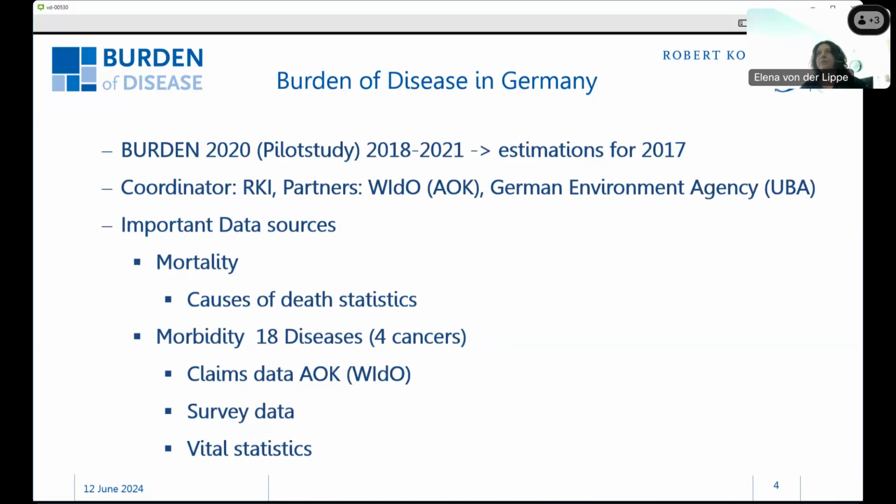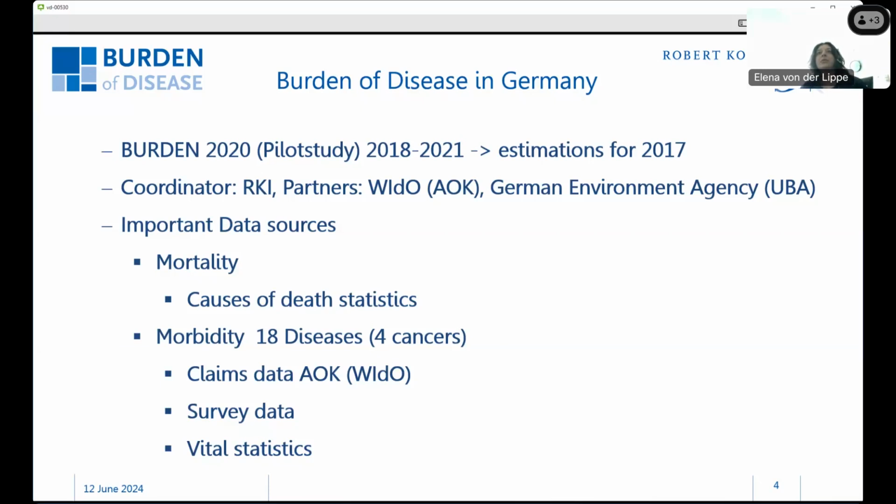The coordination was done at our institute, but we cooperated with the German Environment Agency and the Scientific Institute of the biggest health insurance company in Germany, which are the data holders and who made it possible to implement all our suggestions and disease modeling. So we were very lucky to have them.